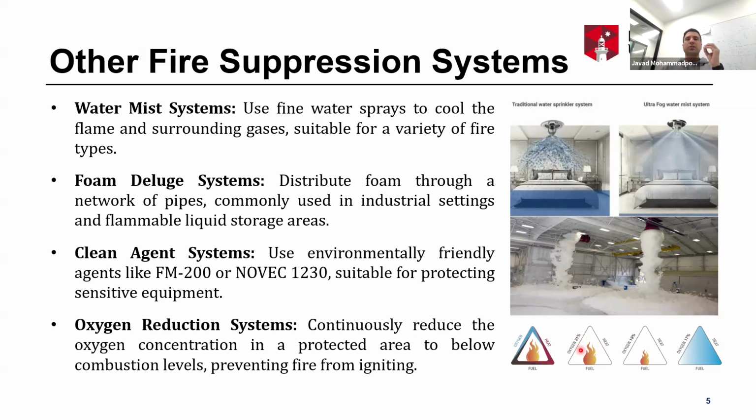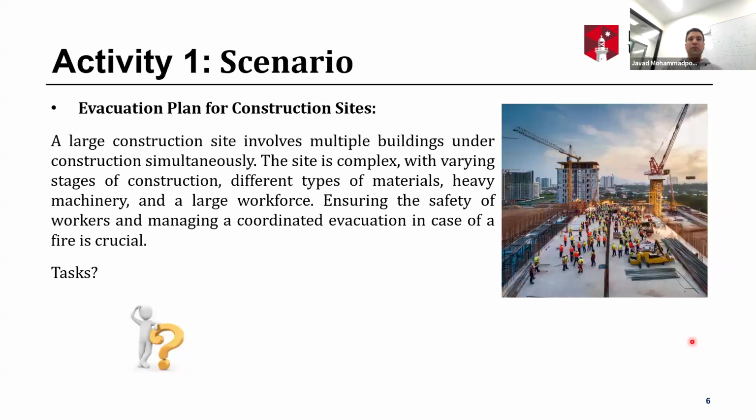But if we reduce the oxygen, we have incomplete fire, and as a result, we have soot. But if we reduce that to, for example, 17%, it means that we don't have any fire, but we have to consider different parameters such as the human and the breathing systems. Any questions so far?